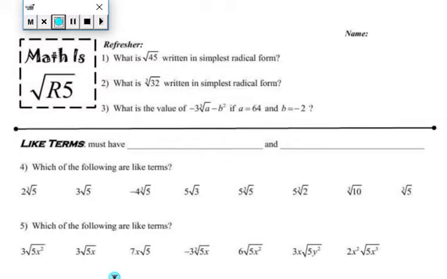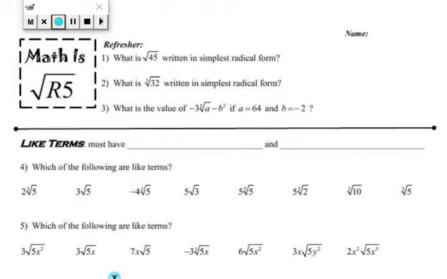Good afternoon, Algebra 1. Today we're going to continue with radicals. Before we start, I want us to do a little bit of a refresher. If I gave you the square root of 45 and asked you to simplify it, we first think about any perfect square that goes into 45. We could play with it all day, but the perfect square that works is 9 times 5.